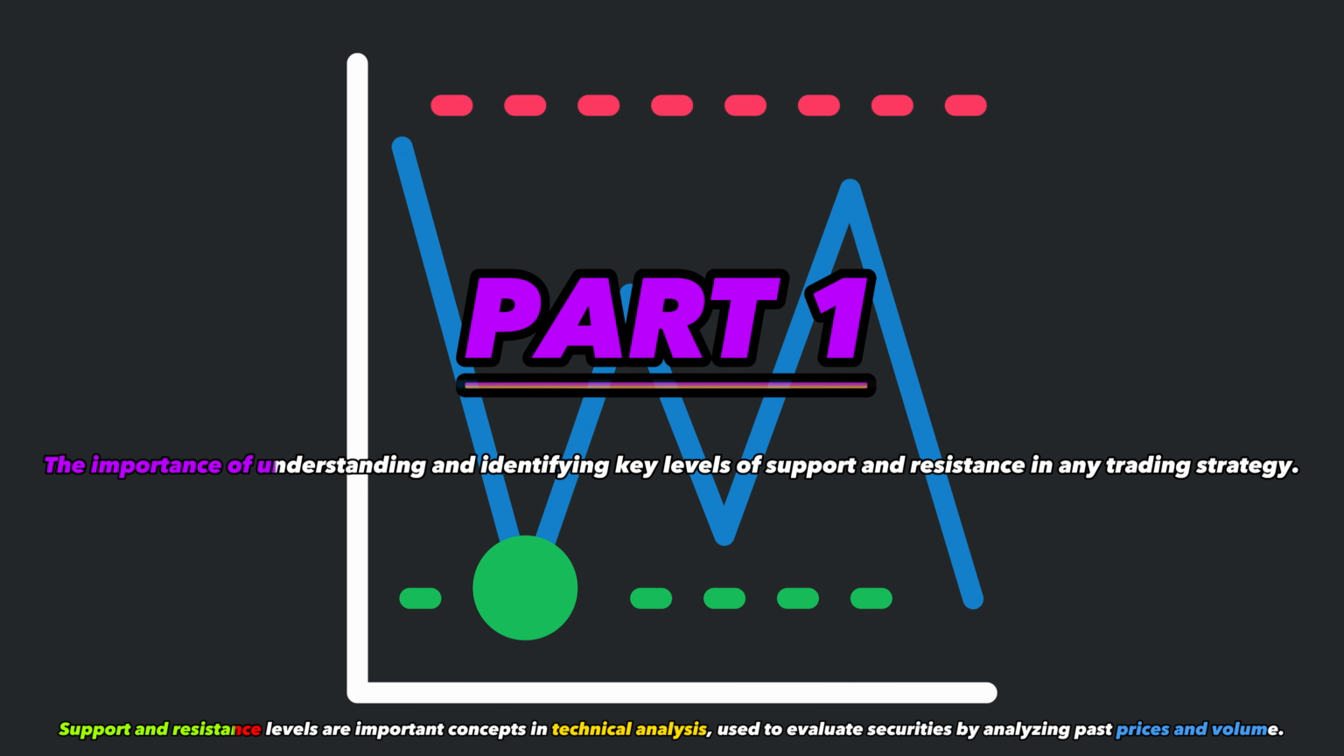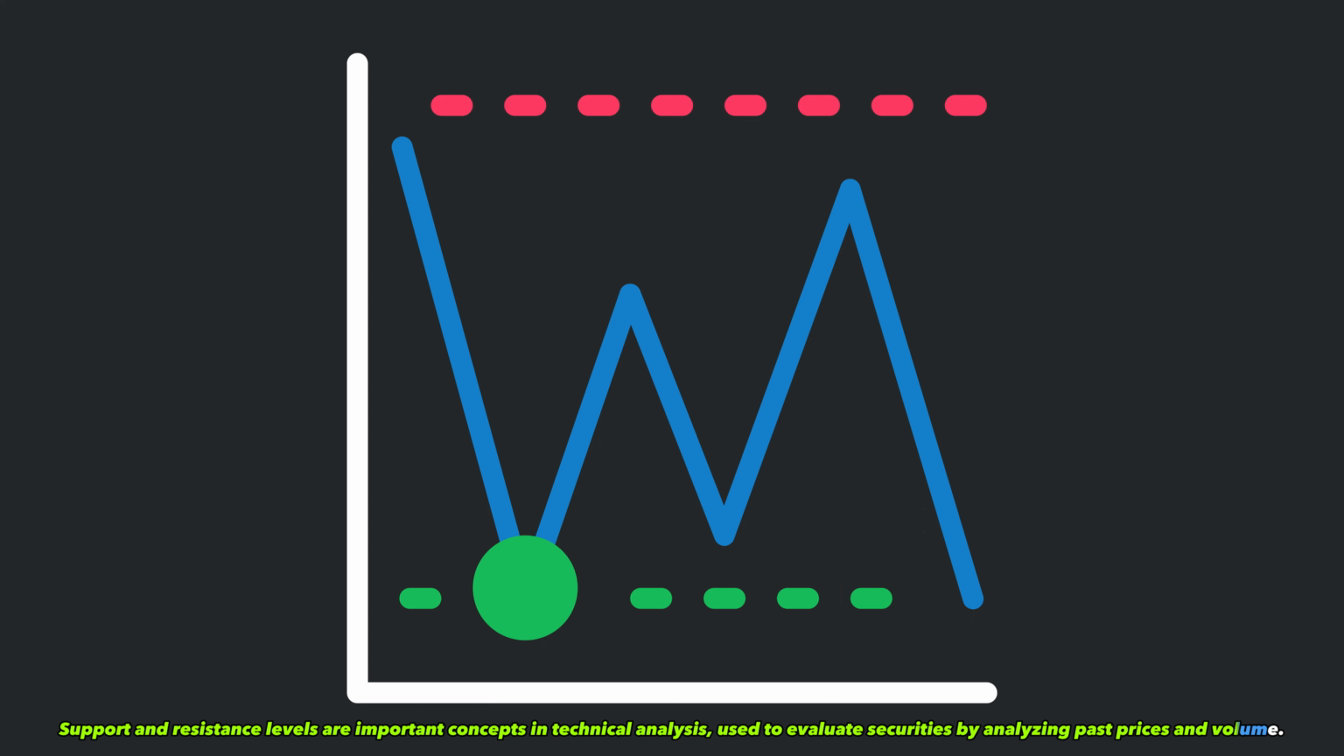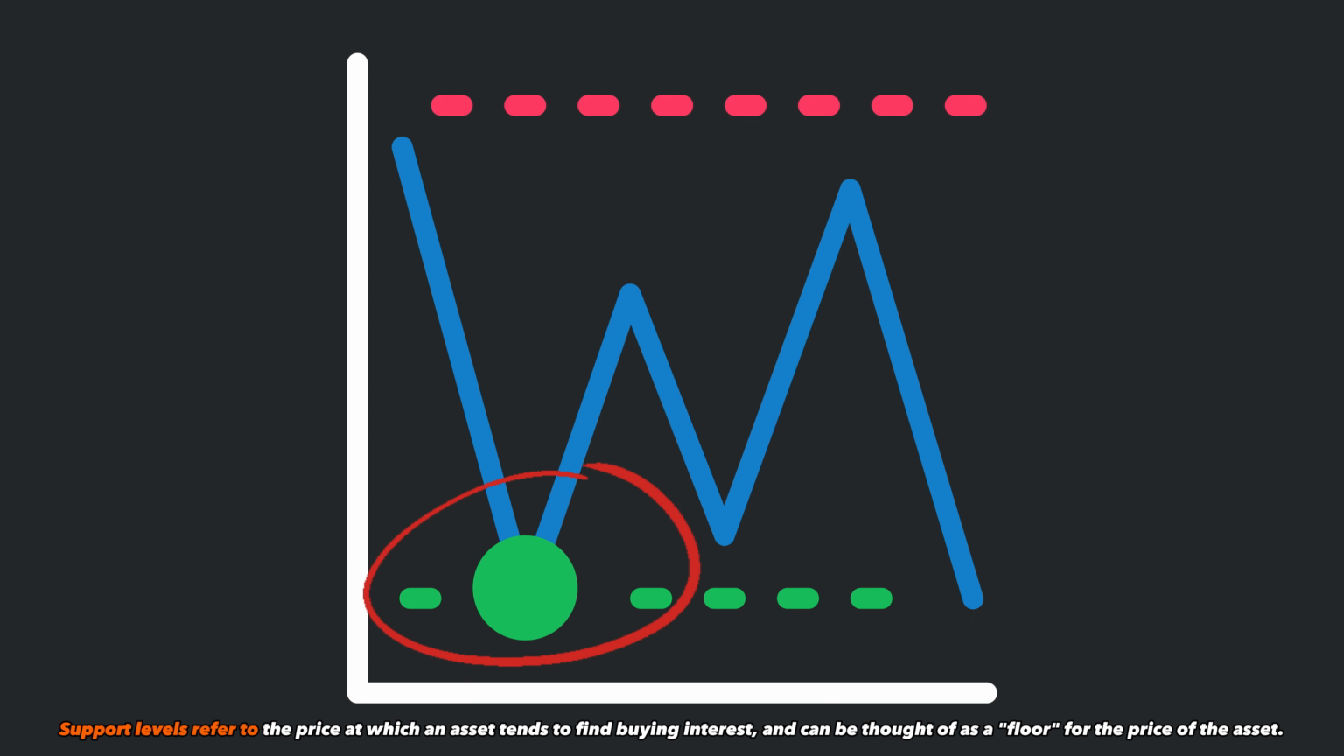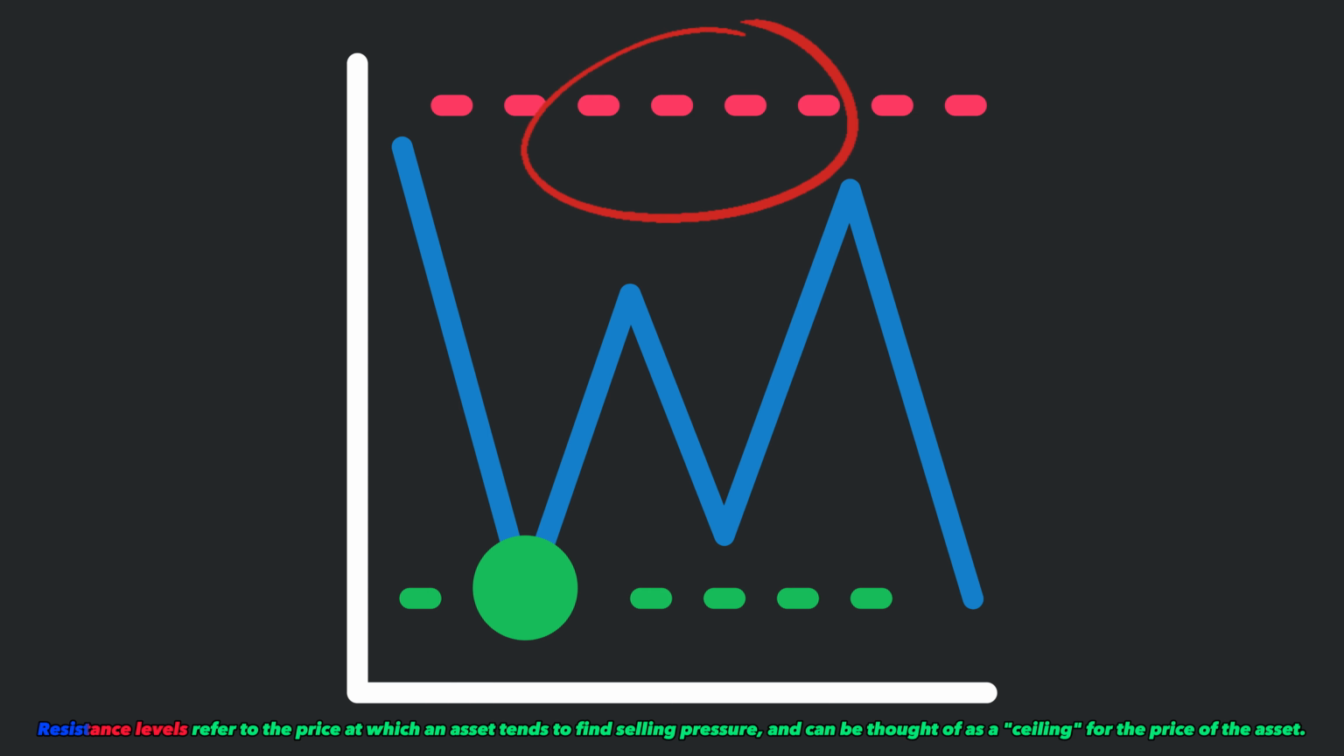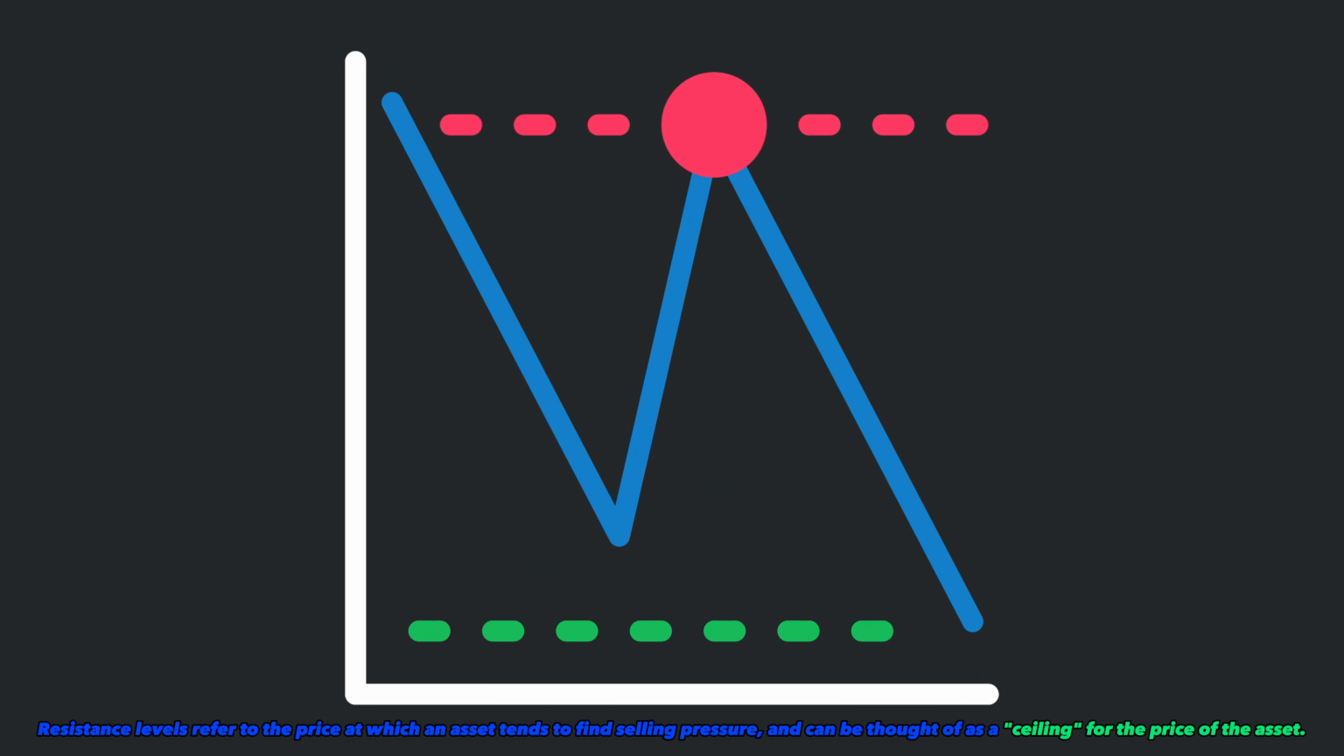Support and resistance levels are important concepts in technical analysis used to evaluate securities by analyzing past prices and volume. Support levels refer to the price at which an asset tends to find buying interest and can be thought of as a floor for the price of the asset. Resistance levels refer to the price at which an asset tends to find selling pressure and can be thought of as a ceiling for the price of the asset.